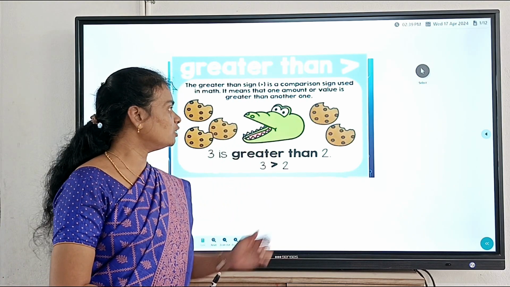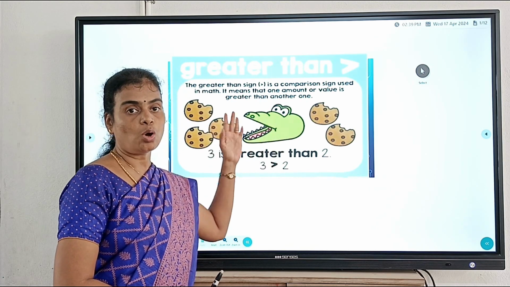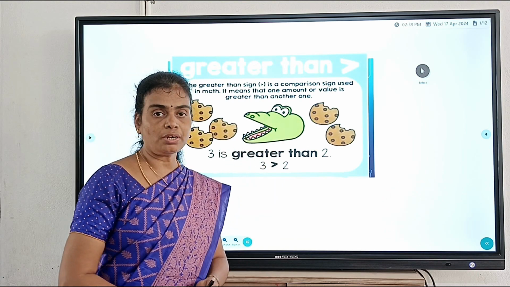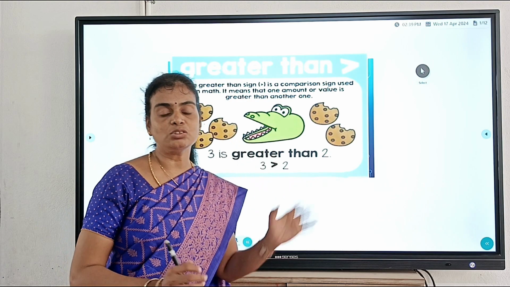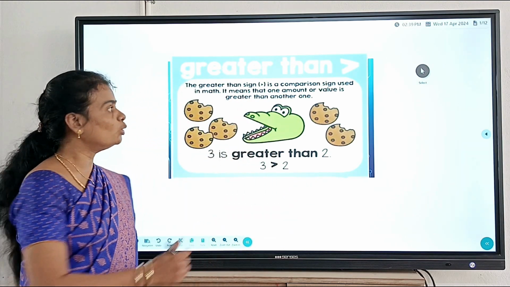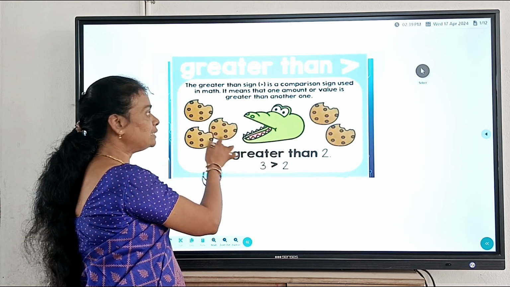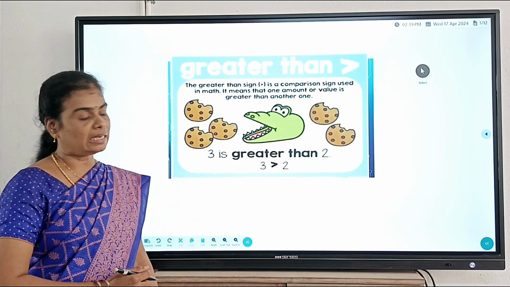When we look at this picture, you can see a crocodile with its mouth wide open towards one side. Obviously, when food is offered to a crocodile, it will open its mouth wide towards the larger side of the food. So, we can easily identify the numbers by looking at this sign. This is the greater than sign. Wherever the number is larger, this sign has to be written towards the larger number.